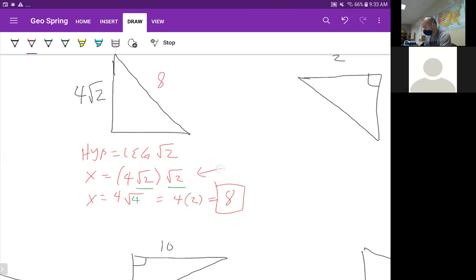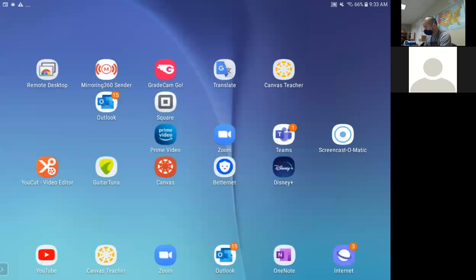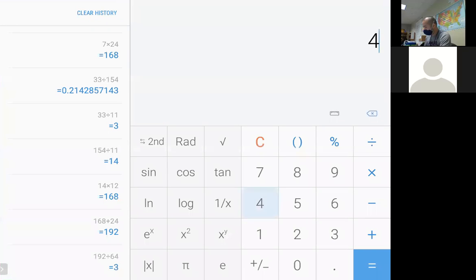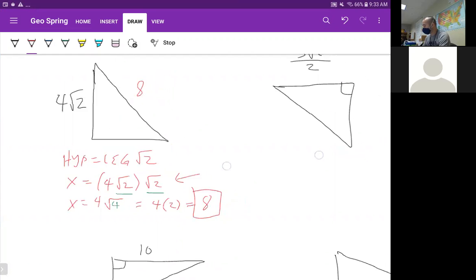If this step looks complicated to you, you can do this. 4 square root of 2 times square root of 2. And it works the same. So do it that way. If you got multiple square roots in there, just do that first. If you get a whole number, go with that whole number. If not, you'll have to reduce, which I'll show you later.